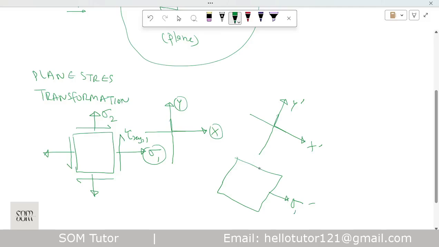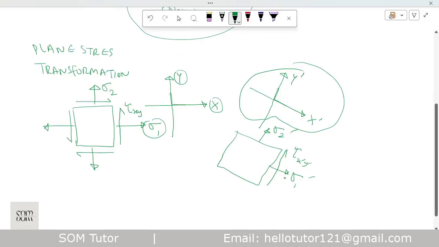Now this was sigma 2, it is going to be sigma 2 dash. Similarly, it is going to be tau x prime y prime, or let us call this tau xy, and this one is tau x prime y prime. Let us keep it simple. Now because we rotated it, we got these stress conditions, the state of stress with respect to a new, rotated coordinate system.